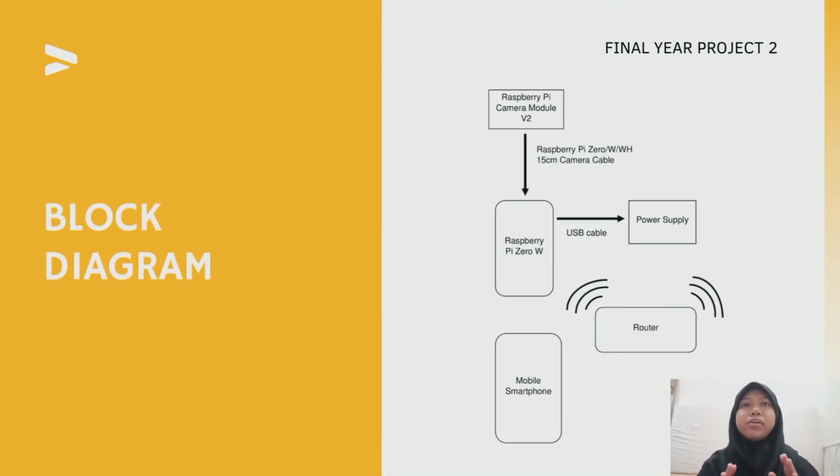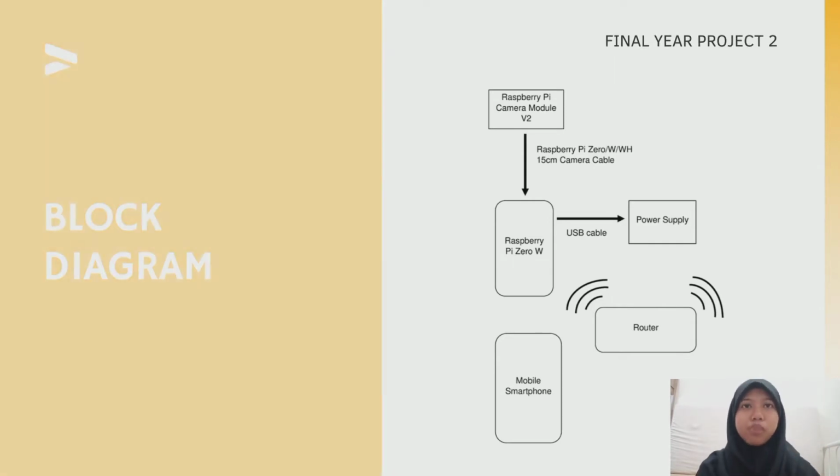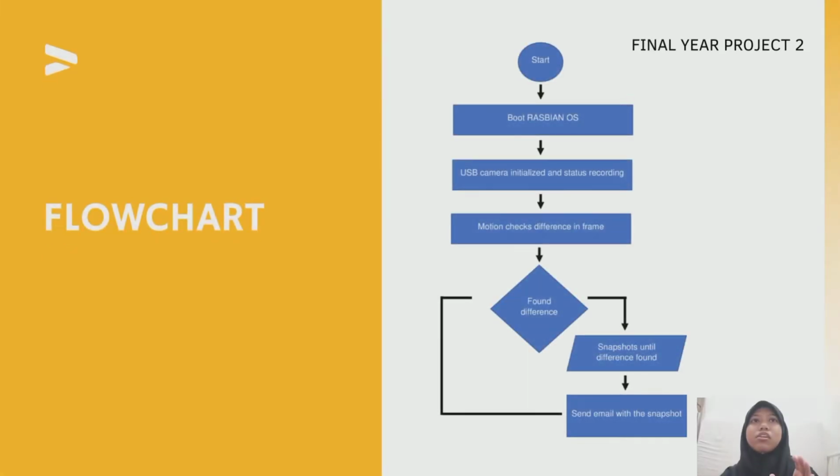Based on the block diagram, you can see there is a Raspberry Pi Zero, camera module V2, the Raspberry Pi Zero W, and also the power supply, the router, and your mobile smartphone. This is how the flowchart of the project works.